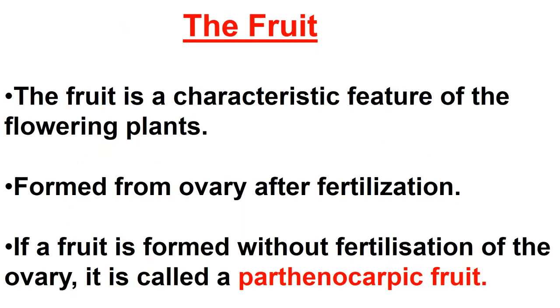Next topic is the fruit. The fruit is a characteristic feature of flowering plants, meaning flowering plants produce fruit, right? How are these fruits formed on the flowering plant? These are formed from the ovary after fertilization. After fertilization, the ovary develops to form the fruit, right? If a fruit is formed without fertilization of the ovary, it is called a parthenocarpic fruit, right?